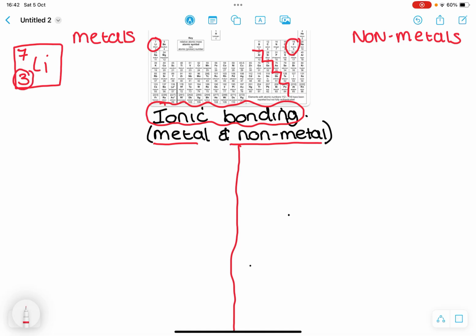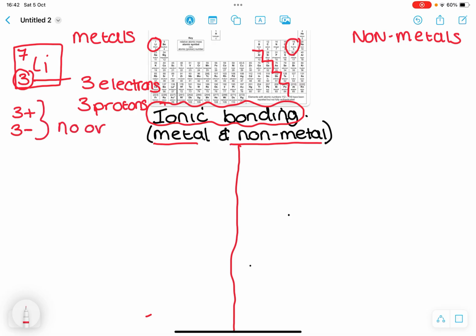So lithium having a bottom number of 3 means that it's got 3 electrons and 3 protons. So it means it's got 3 positive protons in the nucleus and 3 negative electrons around the outside. So in total, lithium is an atom that has no overall charge. Because if you take a plus 3 and you take away 3, you've got 0 charge.